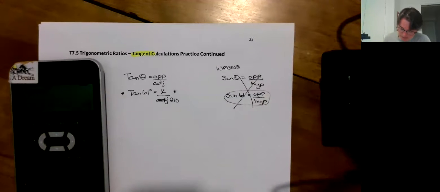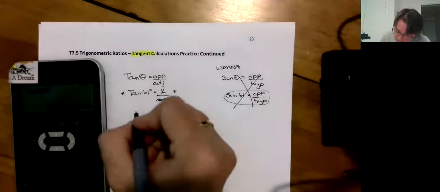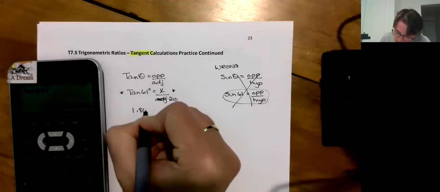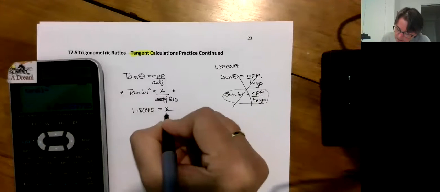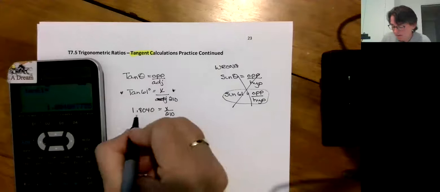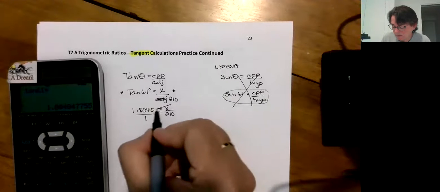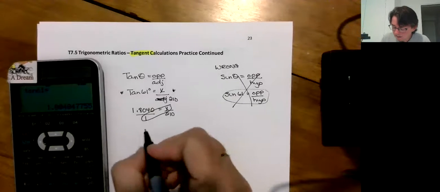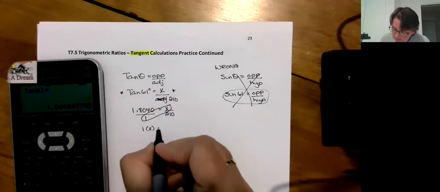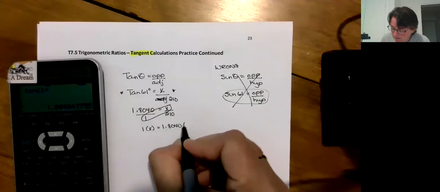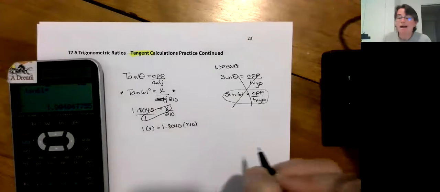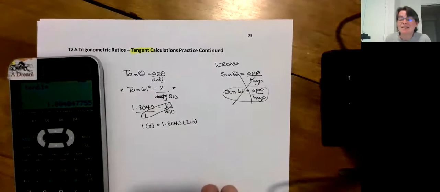Tan 61 is equal to 1.8040 is x over 210. Right, we're going to cross multiply because I like cross multiplying. So 1 times x is 1.8040 times 210.